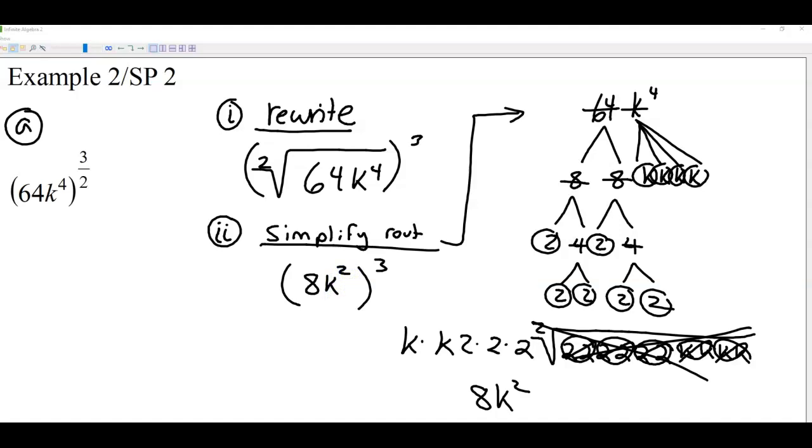I'll wait in case you're still writing. So basically step 2 is the stuff that we did yesterday. So step 1, rewrite it. Step 2, do what we did yesterday. Step 3, do the power. So, someone with a calculator, can you tell me what 8 to the 3rd power is?